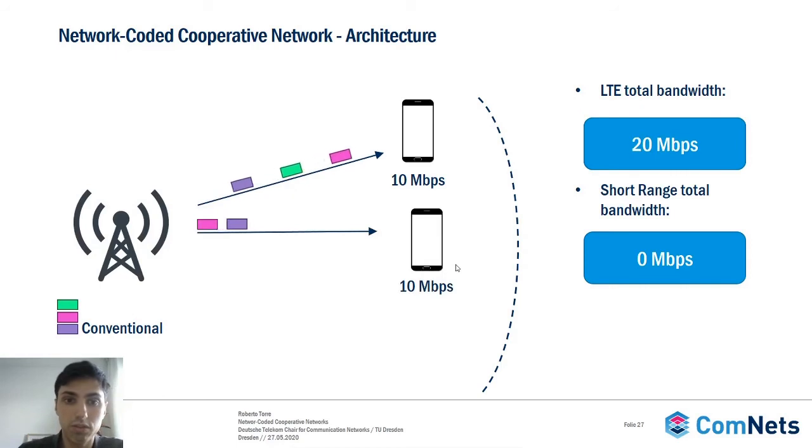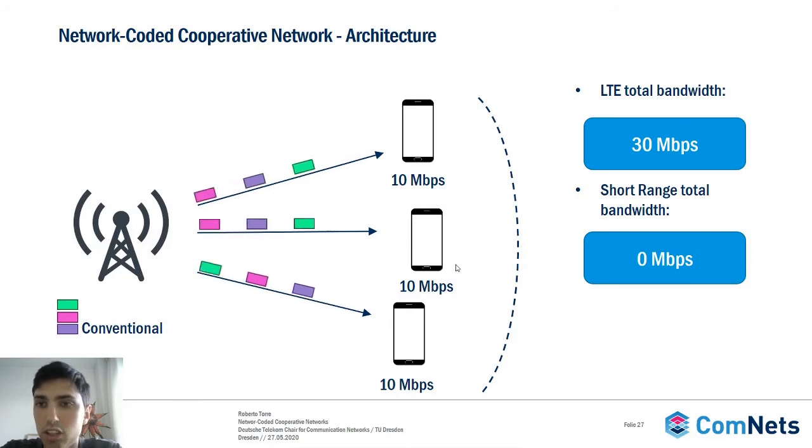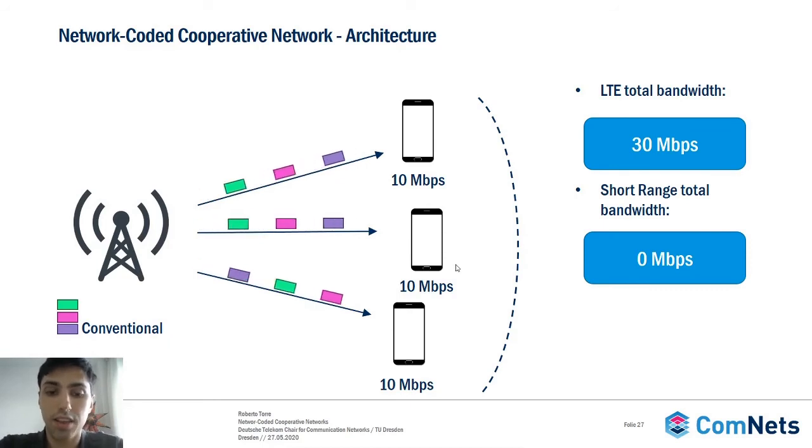If we have 2, the same, and if we have 3, exactly the same, as you can see here. So in the end, we will multiply the LTE bandwidth by 3, the number of users that we have, because they are completely separate. An important thing that you can see here is that if we do this, the packets that arrive are not synchronized.